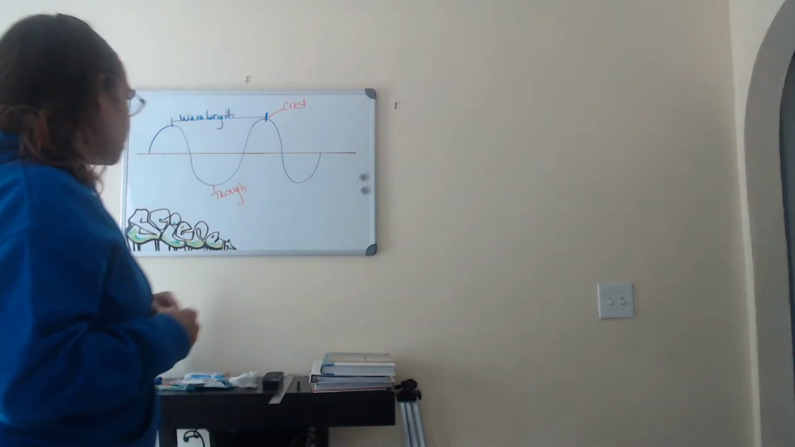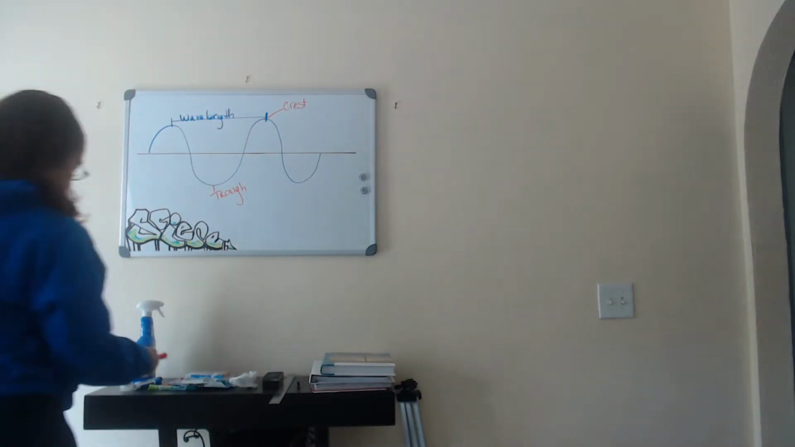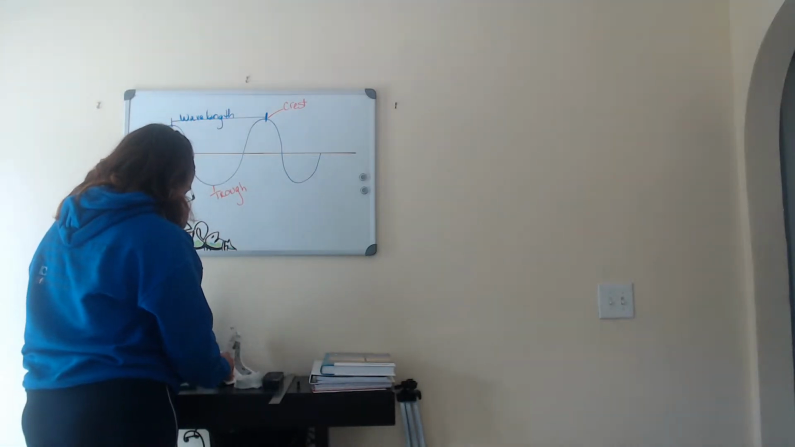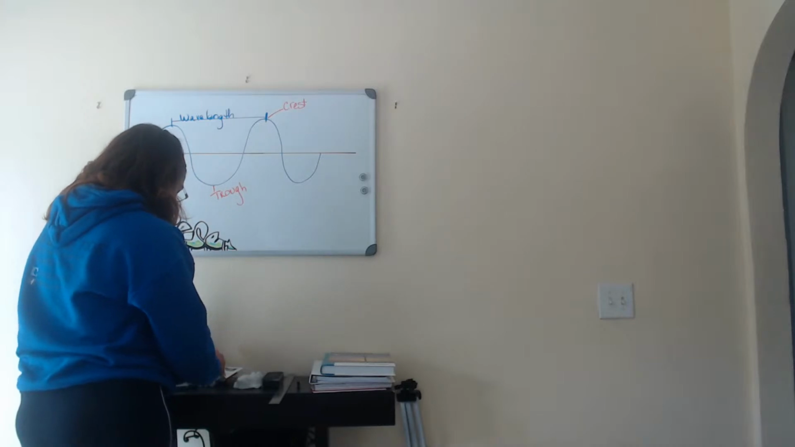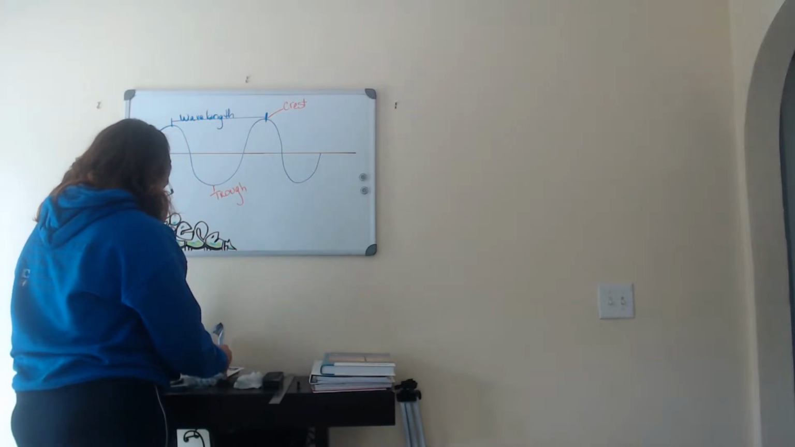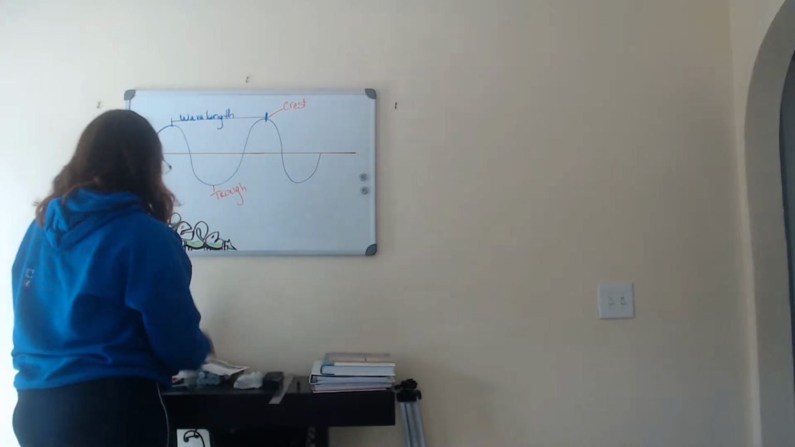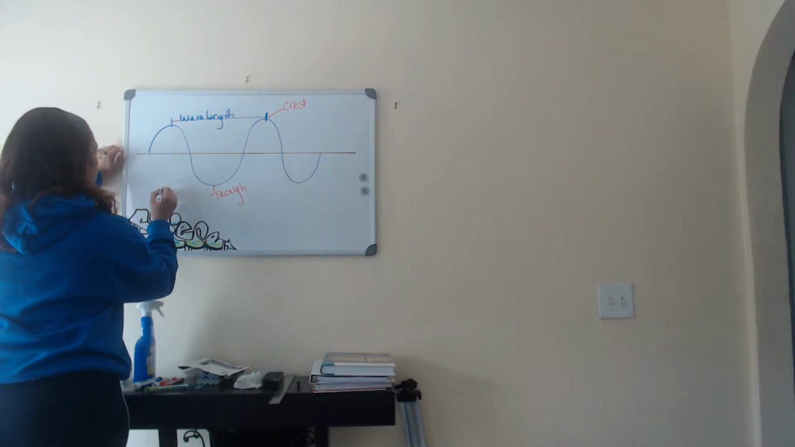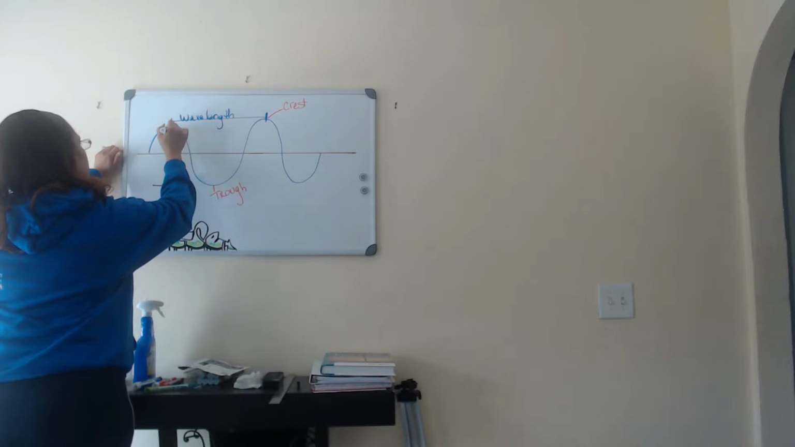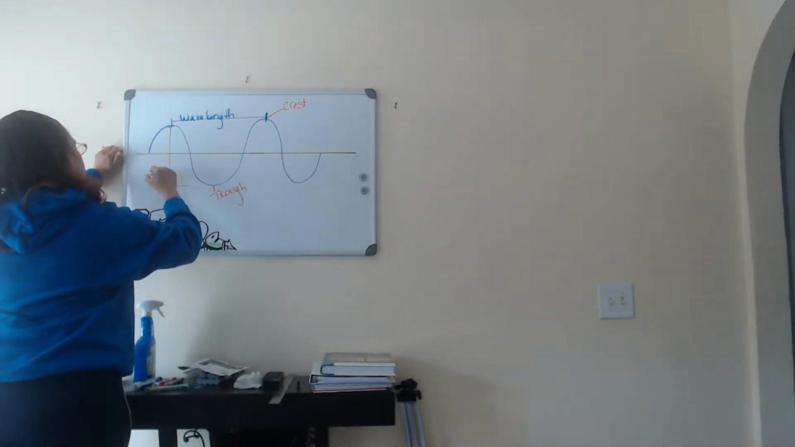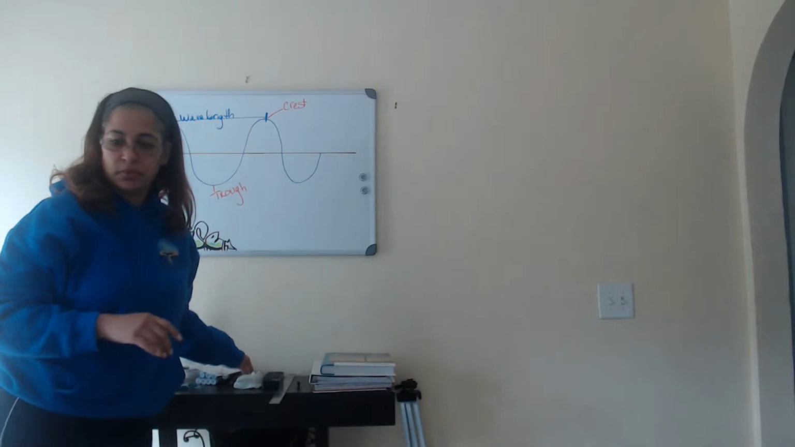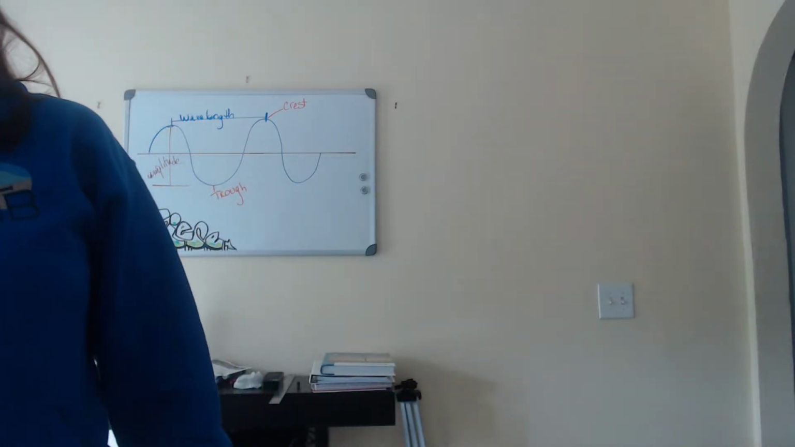Now, you have your crest and you have your trough. And then, I'll go for a different color, you have your amplitude. Okay, that might be a little bit too light. Your amplitude is the entire height of your wave. So that is the amplitude of the wave.